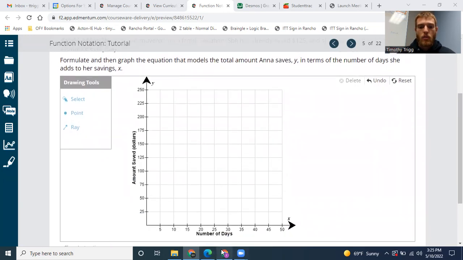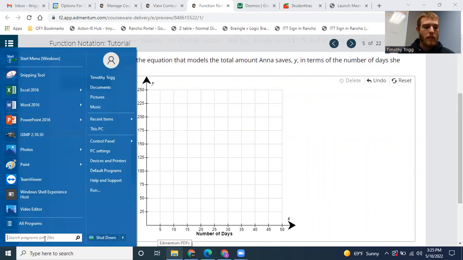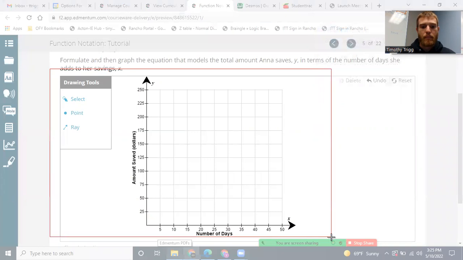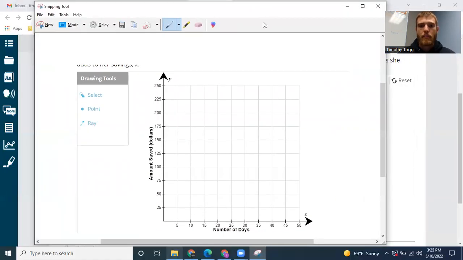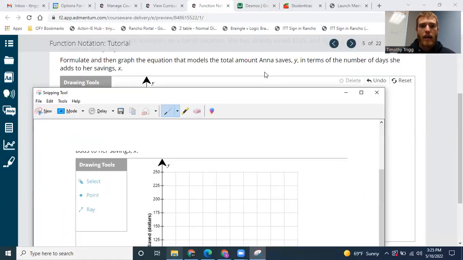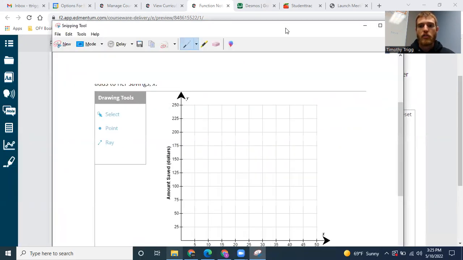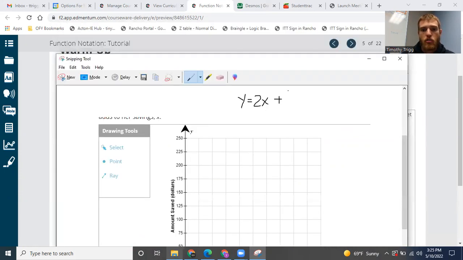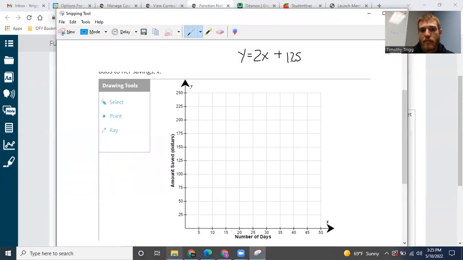Okay. So basically, let's get my snipping tool here. So basically, here's our graph. The amount she currently has, it says $125, and she saves $2 every day. So our equation is going to be Y equals 2X plus 125. Now notice the starting amount she has is 125.